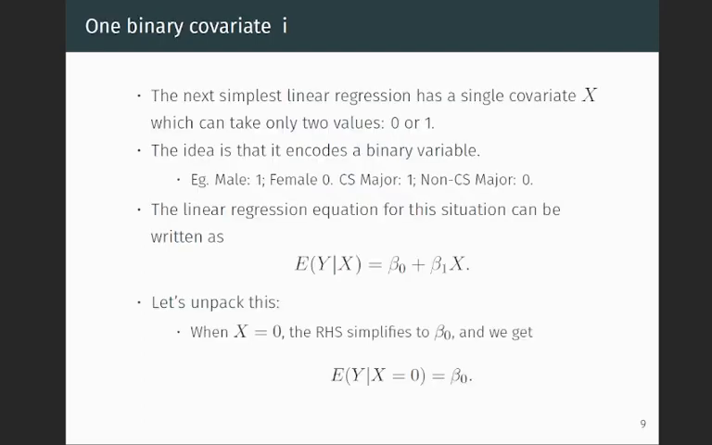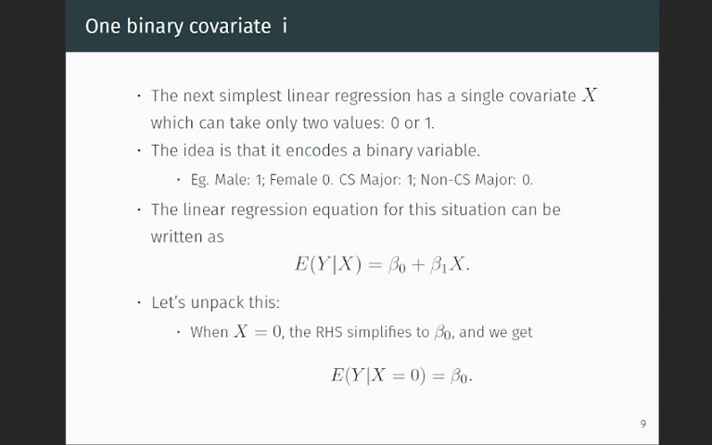Okay, so far so good. This was the simplest possible linear regression. The next simplest linear regression has a single covariate x, and we're even going to make a further assumption that it can only take two values, 0 or 1. You can think of this as encoding some sort of binary variable where, for example, male is 1, female is 0, or 1 corresponds to a student being a computer science major and 0 being any other type of major.